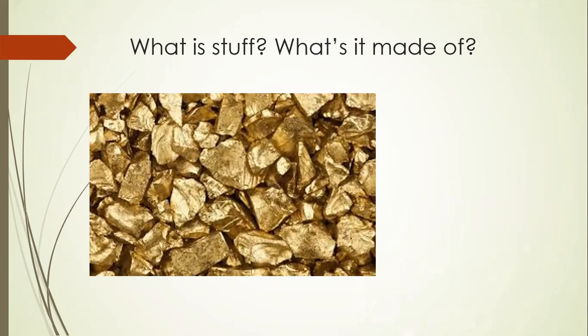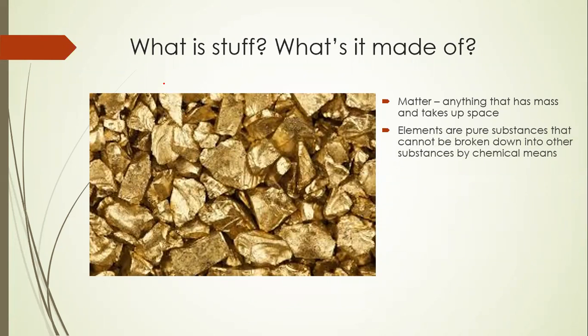To start, we're going to ask ourselves, what is stuff? What's it made of? Matter is anything that has mass and takes up space. This gold is matter because it has mass and takes up space. Stuff is matter. And we classify stuff by what it's made of.